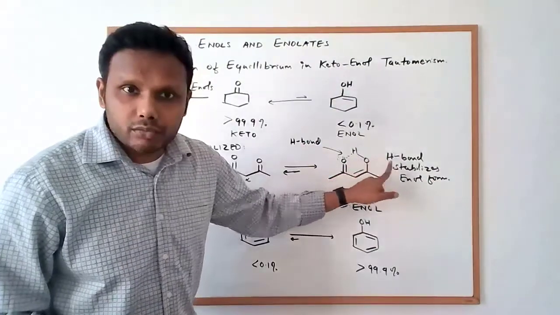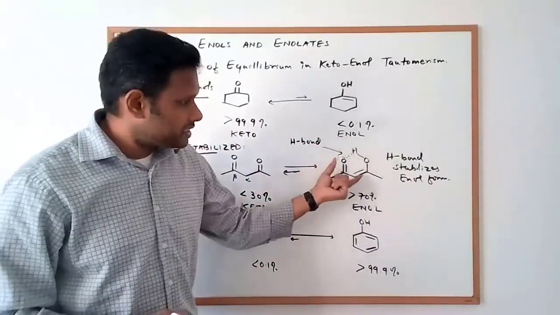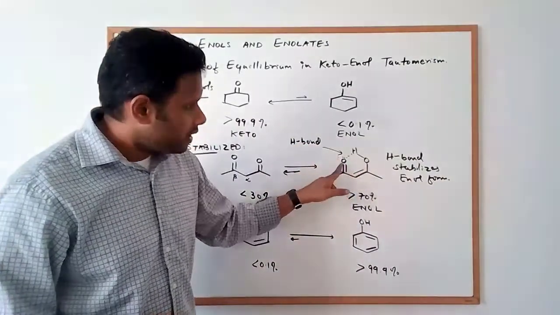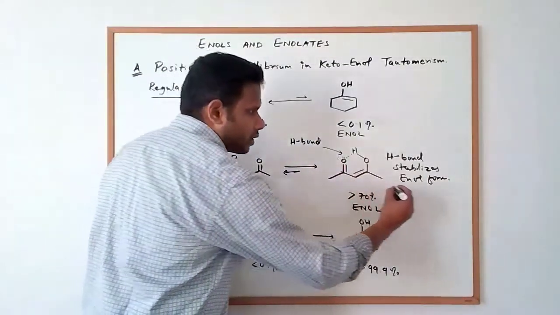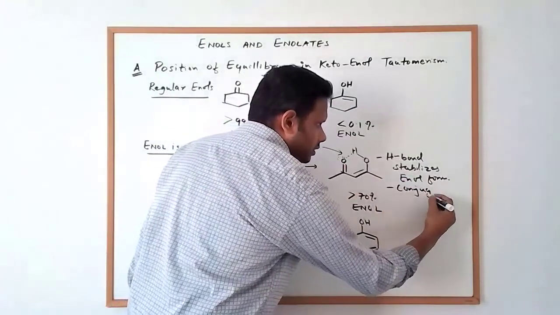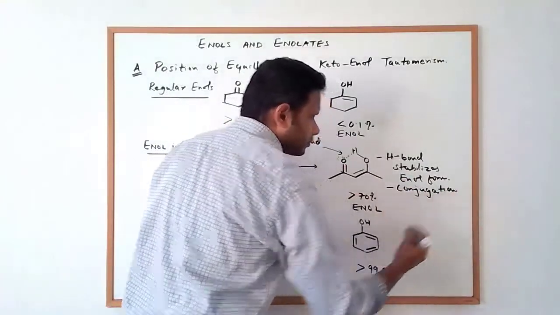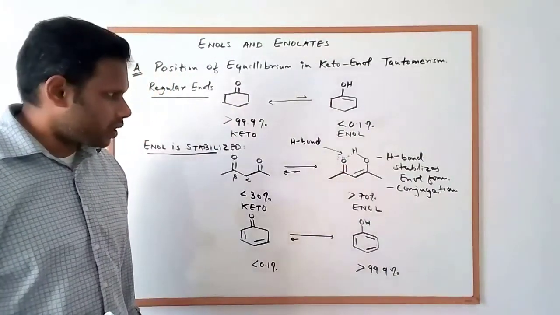Apart from the hydrogen bonding, another factor which is crucial for the stability of this enol form is the conjugated nature of these double bonds. So there is conjugation present. That's another item here. So conjugation also stabilizes the enol form of that compound.